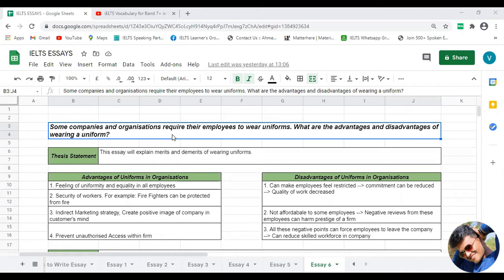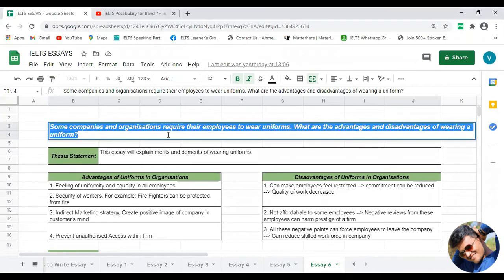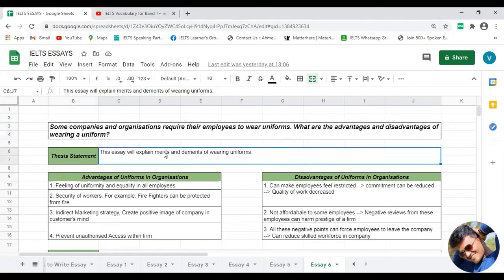For this particular weekend we are going to discuss a new essay for IELTS Task 2. So without wasting any time, let's start discussing the statement for today. The statement is something like this: some companies and organizations require their employees to wear uniforms. What are the advantages and disadvantages of wearing a uniform? So this is the statement which is given to us, on which we need to write the essay.